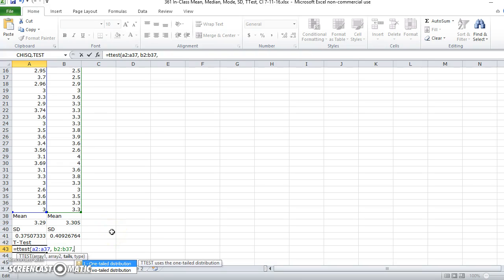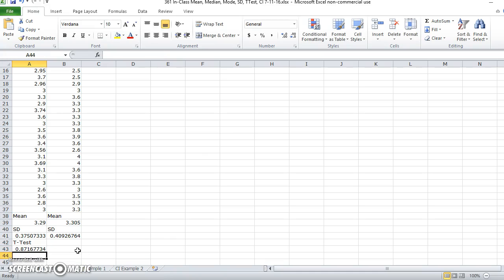Everything we do in this class is going to be a two-tailed distribution and a two-sample equal variance. So whenever you run a t-test for homework, put t-test, the first group, the second group, and then comma 2, comma 2. So when they throw out options, when they say one tail or two tail, type in 2. And then for this one, it'll say 1 equals paired, 2 equals two-sample equal variance, 3 equals two-sample unequal variance, type in 2. And we get a p-value.